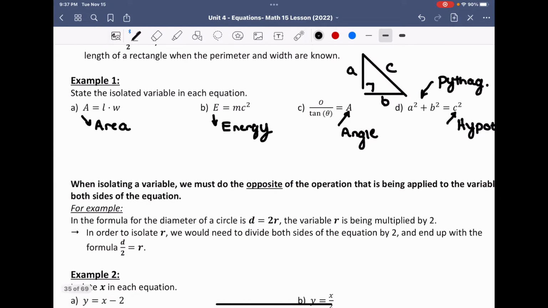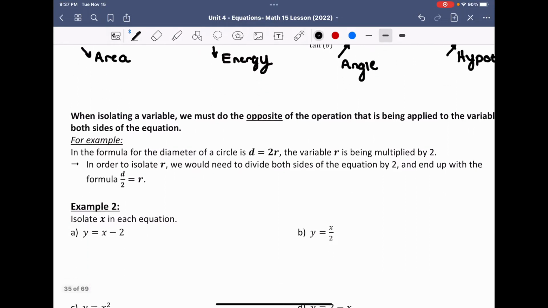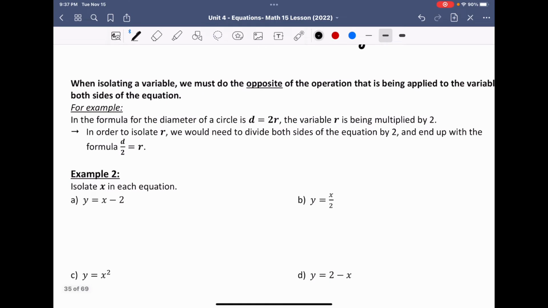Okay, so we now know a couple different applications for multiple variables going on within any given equation, and what it means to isolate them is we could be looking for area, energy, angles, or even something like a side length. Now, when isolating for any given variable, we must do the opposite operation. I can't stress that enough. It's always the opposite operation that helps us when isolating a variable. So consider the following examples here.